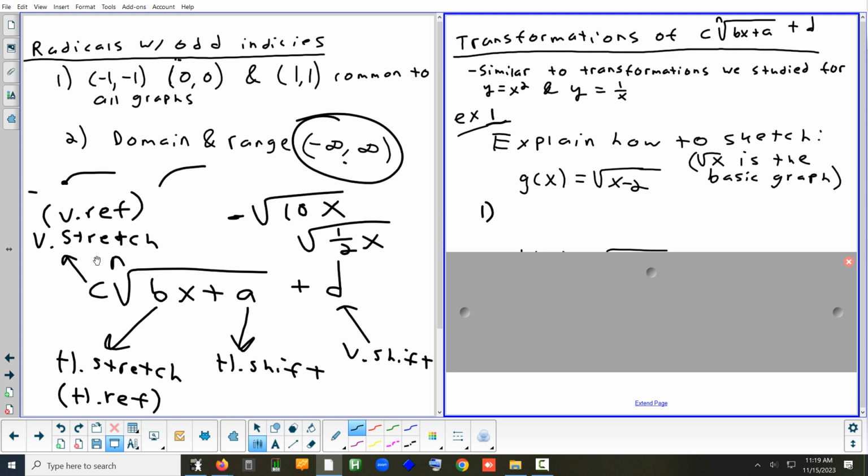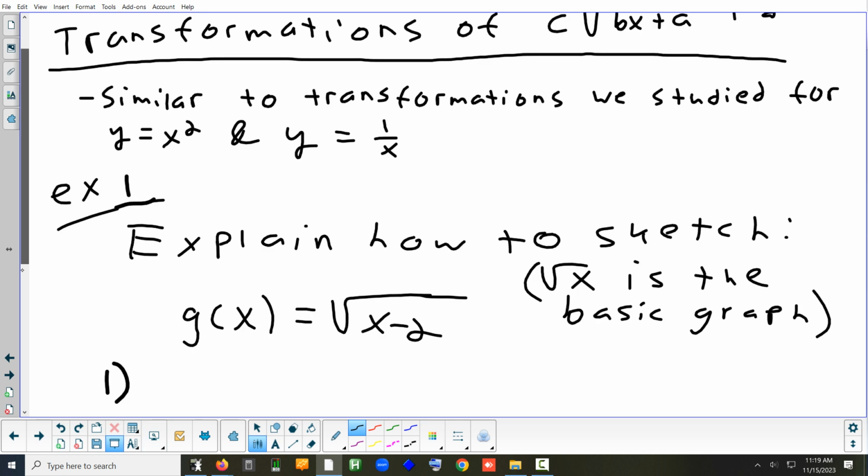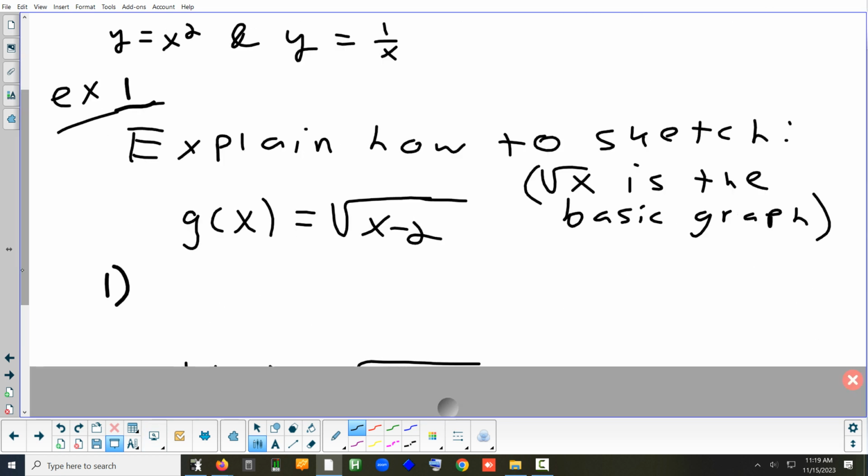So that -2, what letter is that? A. That's like your A. And it's a minus. So what's that -2 going to do? It's going to shift right 2. And that's it. That's the only transformation in that one.